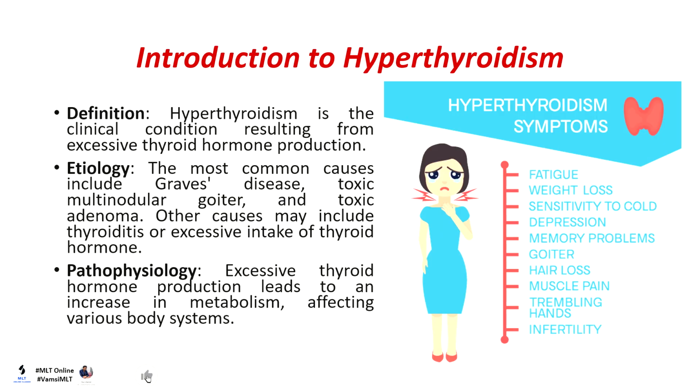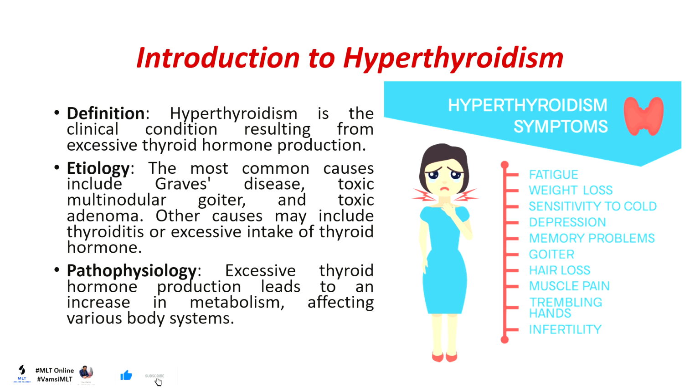Introduction to Hyperthyroidism. Definition: Hyperthyroidism is the clinical condition resulting from excessive thyroid hormone production. Etiology: the most common causes include Graves' disease, toxic multinodular goiter, and toxic adenoma. Other causes may include thyroiditis or excessive intake of thyroid hormone.